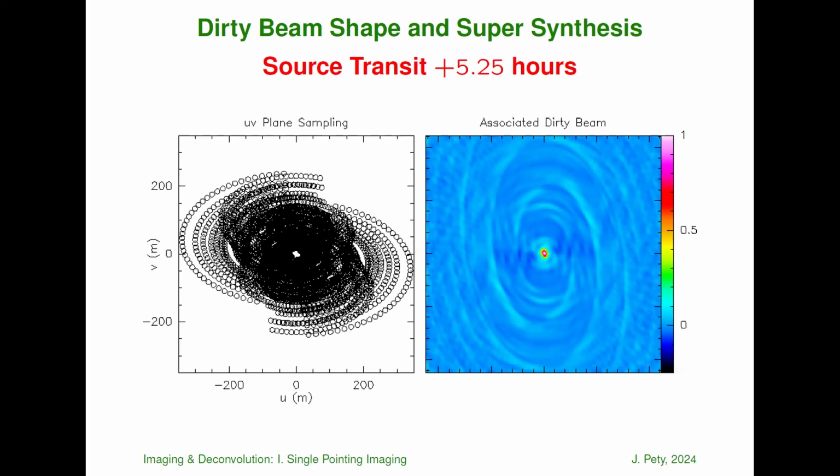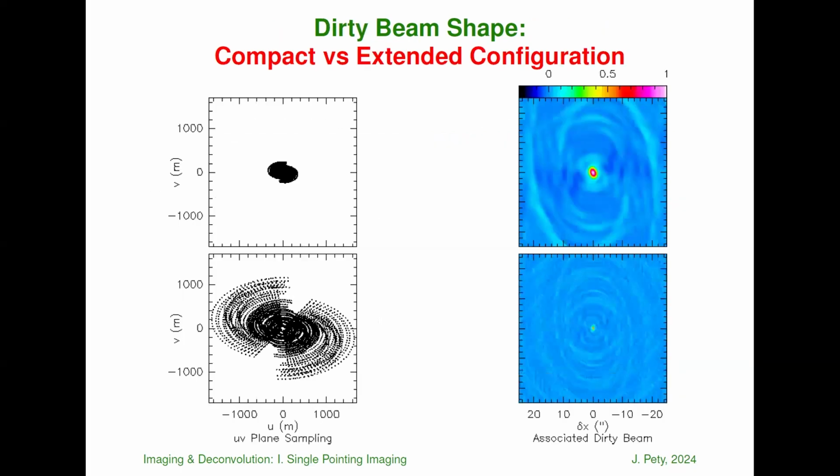But in fact, you all know that in an interferometer, you can have different configurations of different extensions on the ground. Here I'm showing, on the left, the sampling in the UV plane, and on the right, the associated dirty beam, on the top row for the compact configuration, and on the bottom row the most extended configuration for NOEMA, with baselines up to 1700 meters.